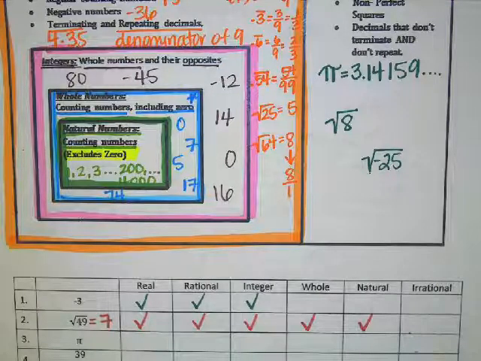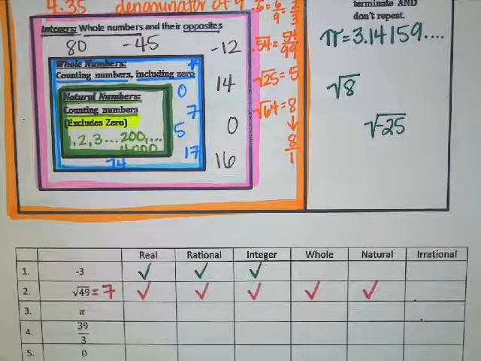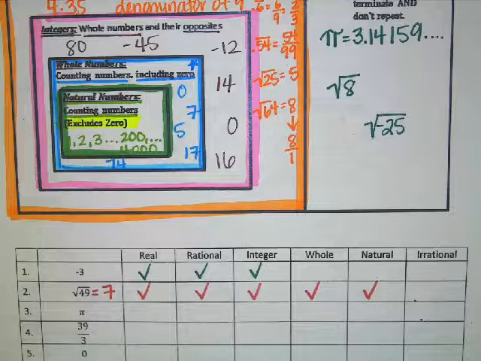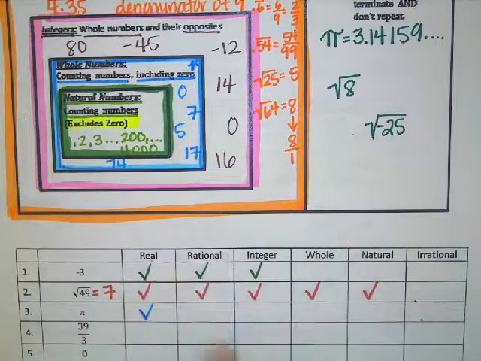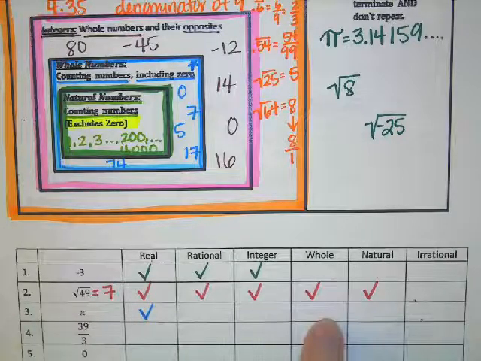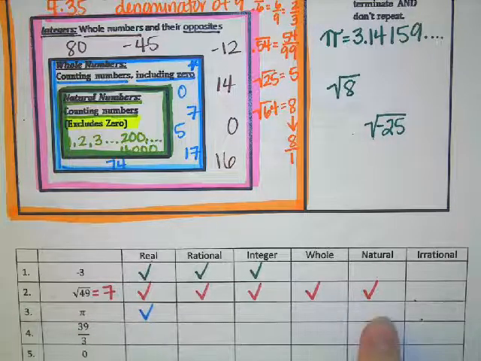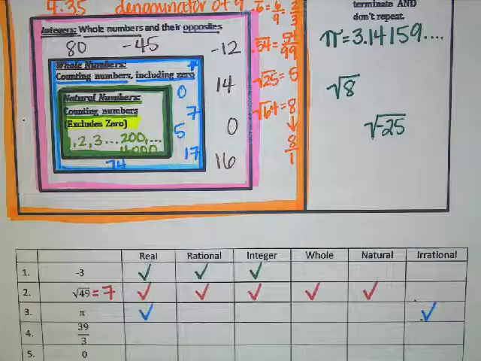Great job. Let's move on to the third example here. I've got pi. We just talked about that pi is a real number. We use pi, but unfortunately it's not rational, which means it can't be an integer, it's not a whole number, it's not a natural number, but it is considered irrational.